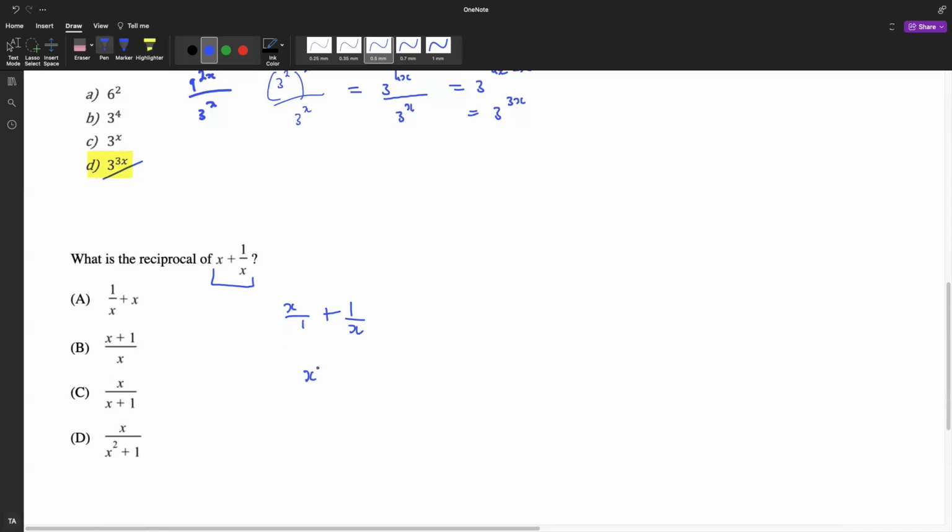x times x becomes x squared. 1 times x becomes x. So now we have x squared over x plus 1 over x, which you can put under one fraction, x squared plus 1 over x. And what reciprocal means is that we're just flipping the fraction. So the reciprocal would become x over x squared plus 1, which is option D again. There you have it.